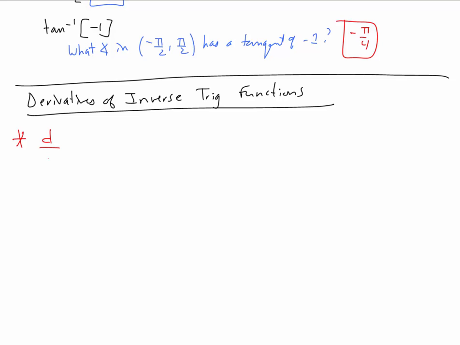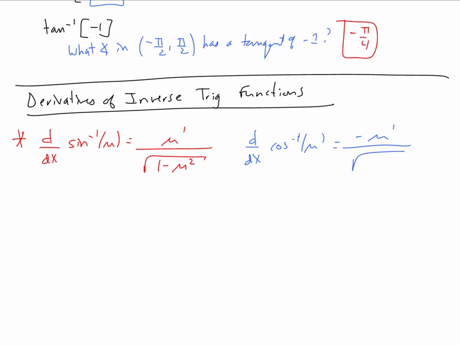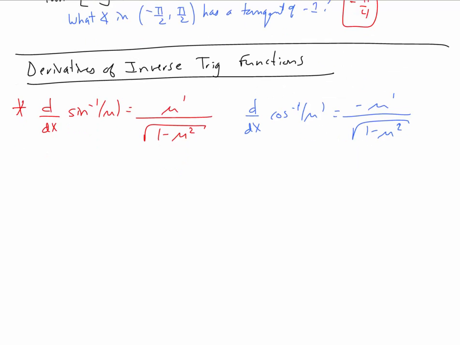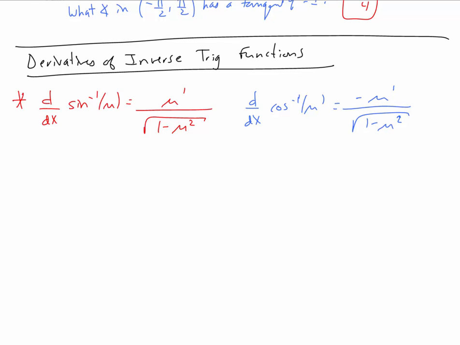The derivative with respect to x of the inverse sine of u is going to be u prime over the square root of 1 minus u squared. The derivative with respect to x of the inverse cosine of u, the only difference here is a negative sign, is a negative u prime over the square root of 1 minus u squared. So I'm pairing these up because the only difference is a negative. Okay, let's look at the derivative with respect to x. Let's do inverse tangent here. It's going to be u prime over 1 plus u squared.